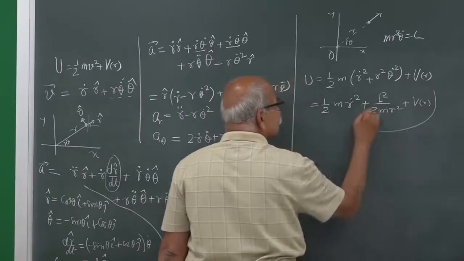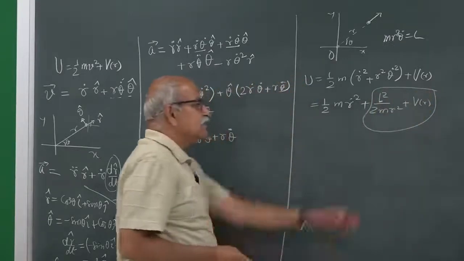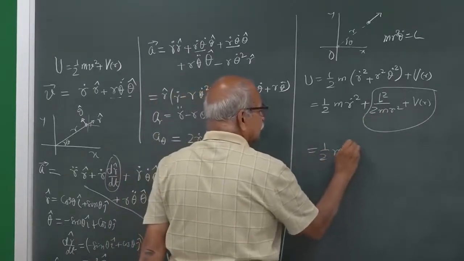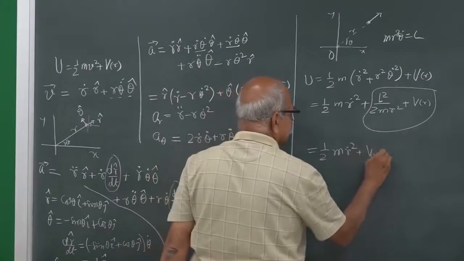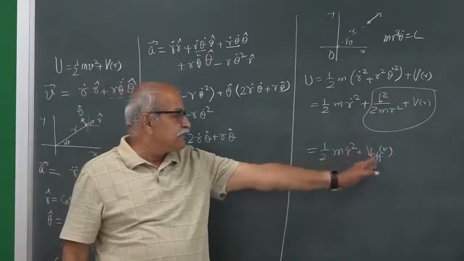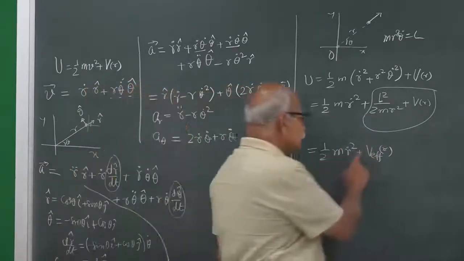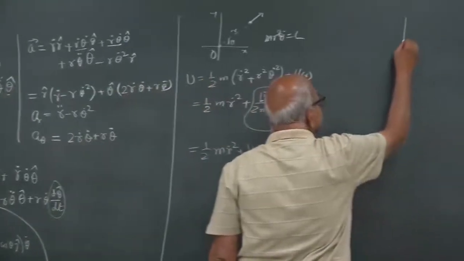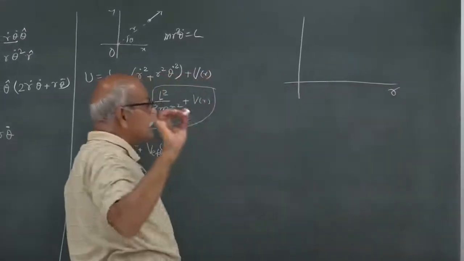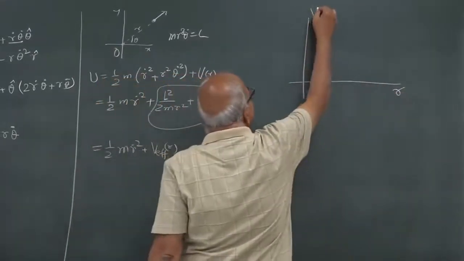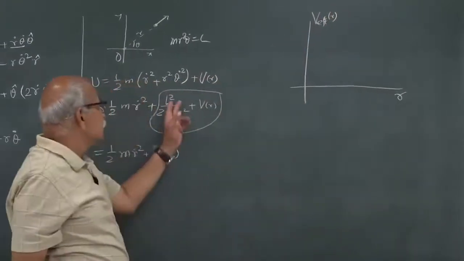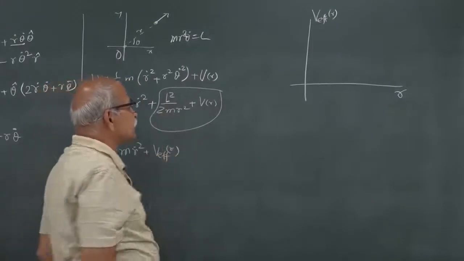This whole thing we write as effective potential energy, it is a function of r only, that is half m r dot square plus V effective, which is a function of r. And it is this V effective r that we plot, and this side is r, remember, and r will not be negative. So, everything will be on this side. And what is this V effective r? Here, L square by 2 m r square plus V r.